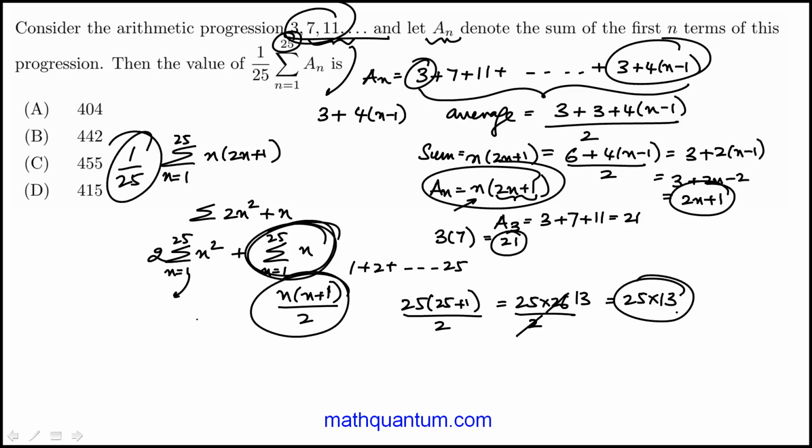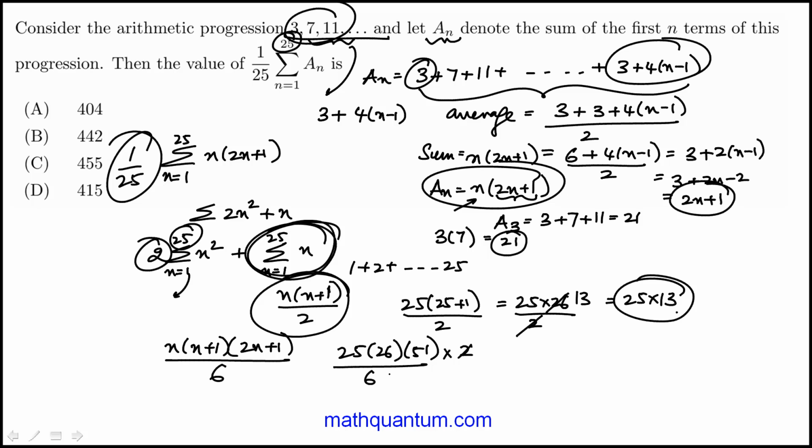Now the formula for the sum of the squares of the first n natural numbers, I would recommend that you memorize that. Memorize it with the understanding. Maybe also try to derive that on your own. And in this case, n is 25. So it would be 25 times 26 times 51 over 6. We also have that 2 here.